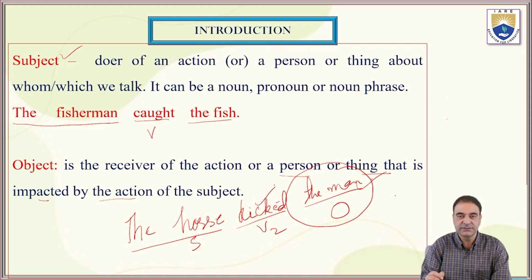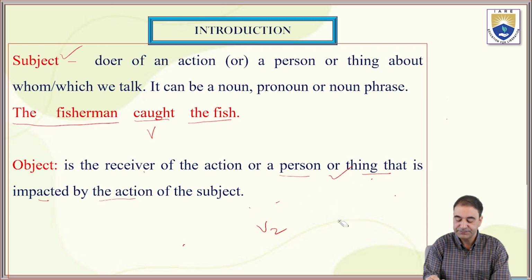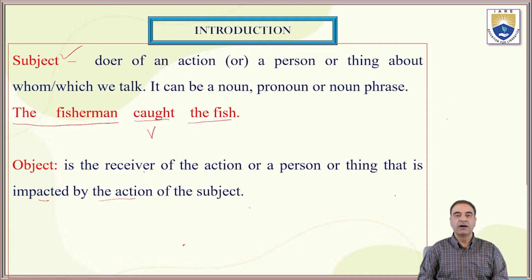And what is the action? Kicked. That's why I told you object is the receiver of the action, or a person or thing that is impacted by the action of the subject. Here, the man is impacted by the action of the horse. Therefore, we can say the man is an object. Now, subject means doer of an action, and object means the receiver of an action.